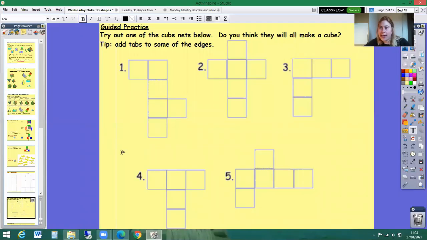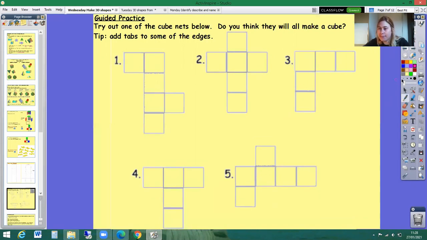Okay, super. So I'm just going to unpin, repin myself and share my screen again. Super. So guided practice, what I'd like you to do is try out some of the cube nets below. Do you think they will all make cubes? Now I haven't given you any tabs on here, so you might want to think about where you can add tabs.